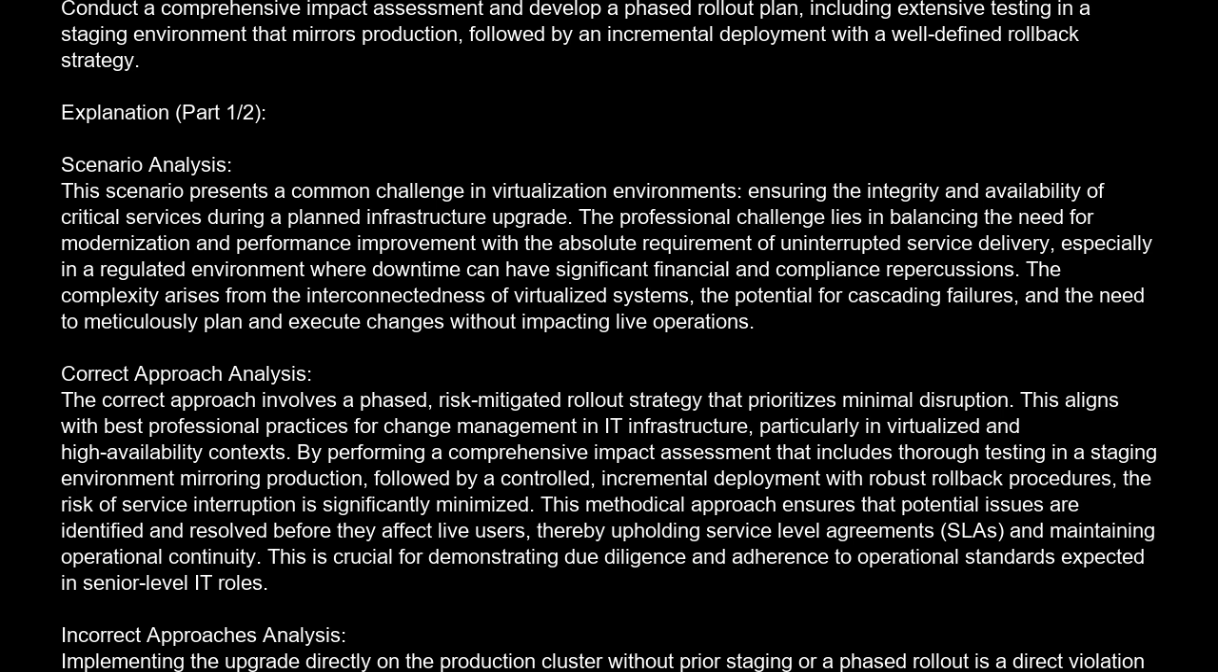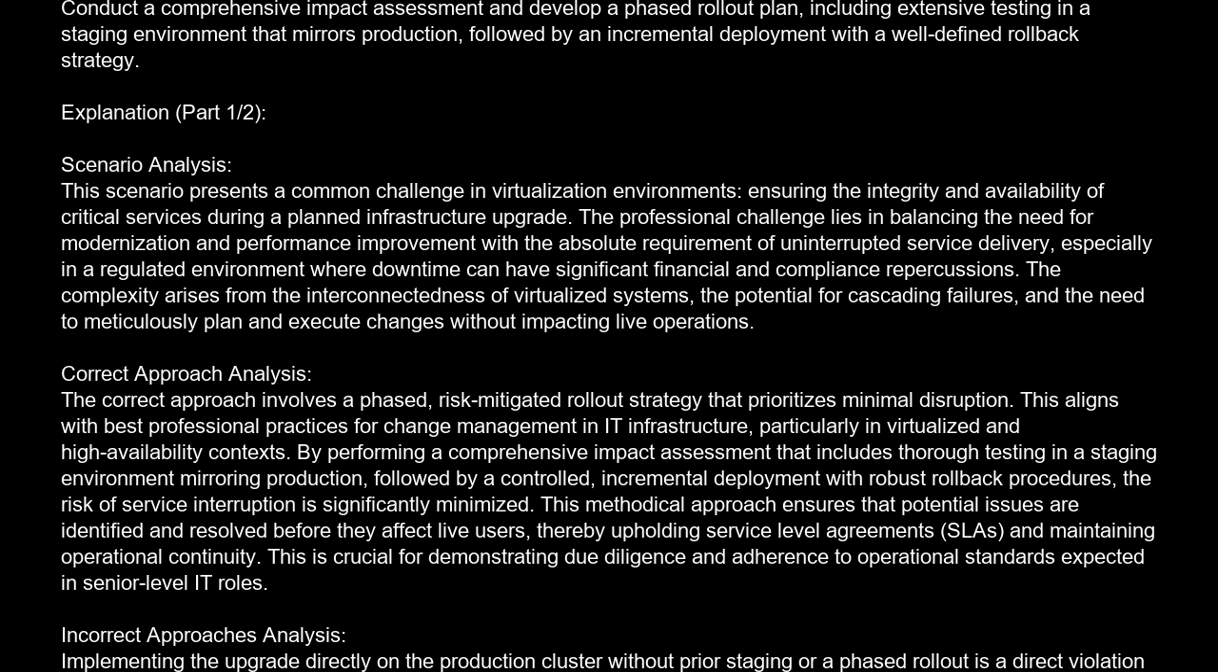The professional challenge lies in balancing the need for modernization and performance improvement with the absolute requirement of uninterrupted service delivery, especially in a regulated environment where downtime can have significant financial and compliance repercussions. The complexity arises from the interconnectedness of virtualized systems, the potential for cascading failures, and the need to meticulously plan and execute changes without impacting live operations.